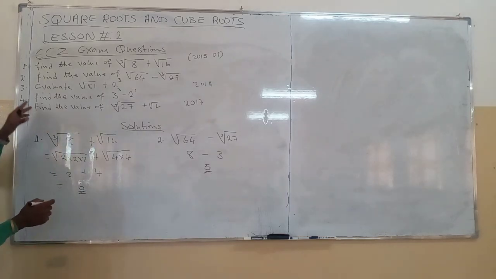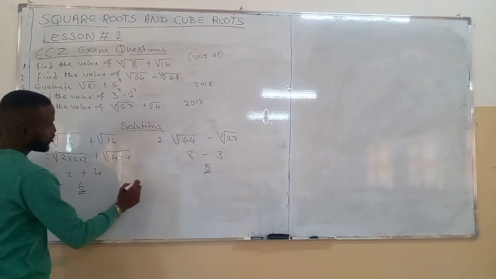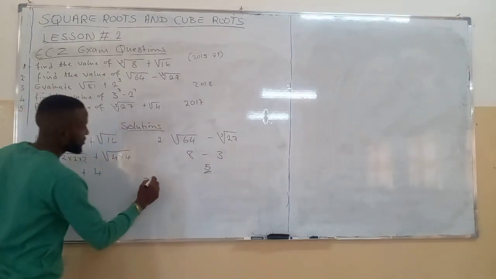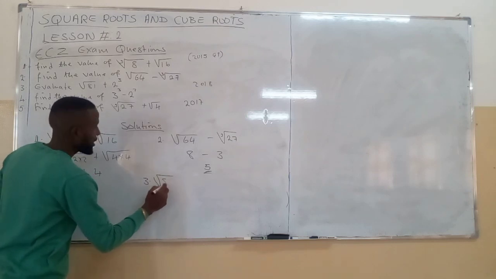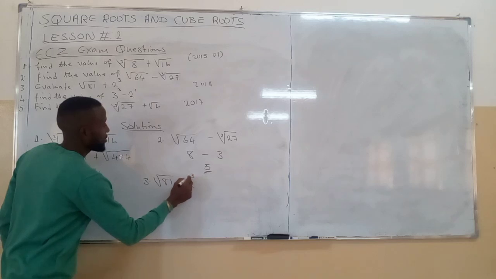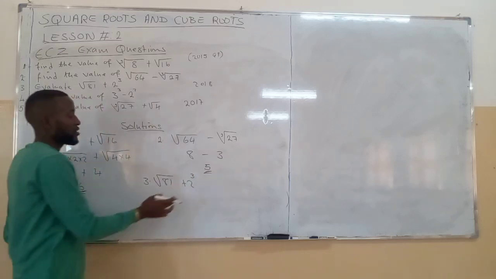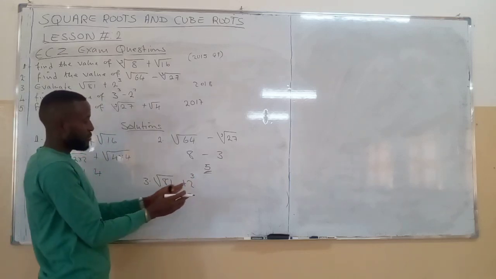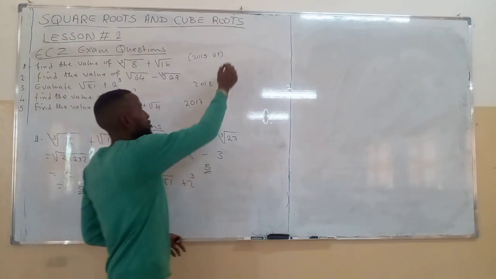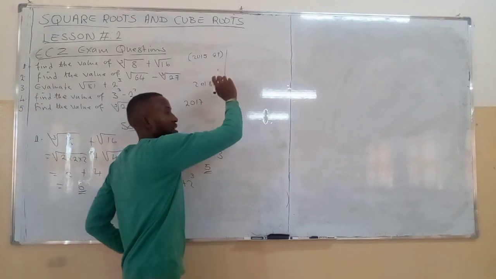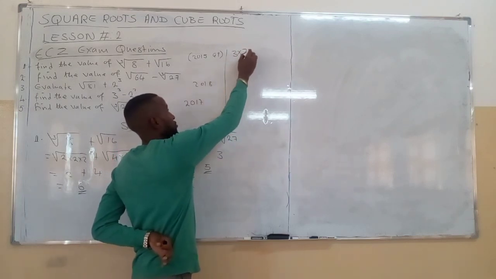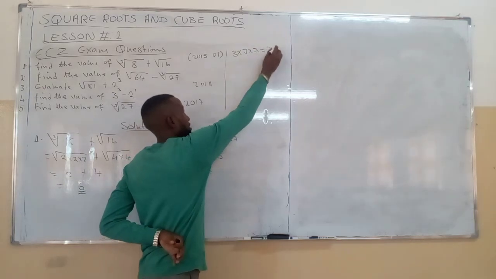Then we move on to question number 3. Interestingly, in question number 3, they are simply asking us to evaluate 81 plus 2 to the power 3. Now, this is interesting because remember, when we were looking at cube roots, we were multiplying a number 3 times, 3 times 3 times 3, and we are able to get 27.